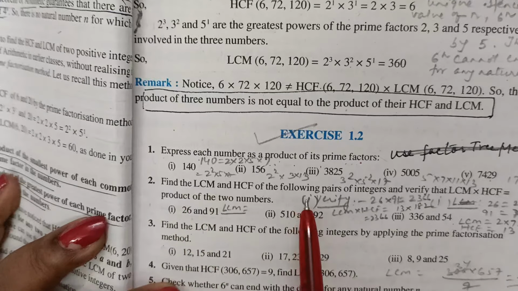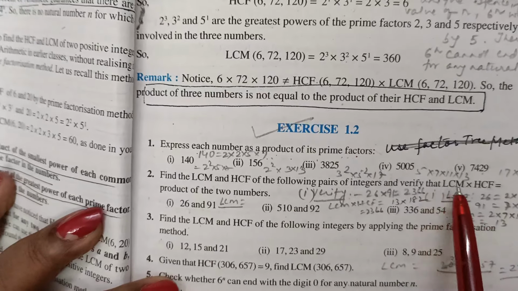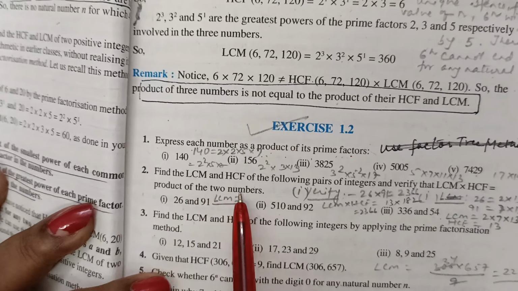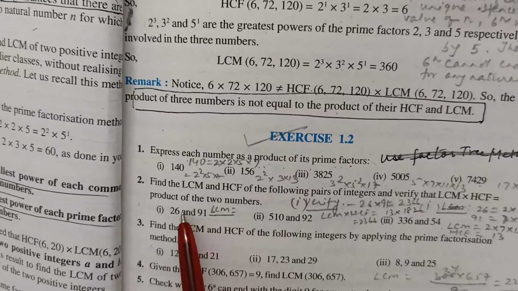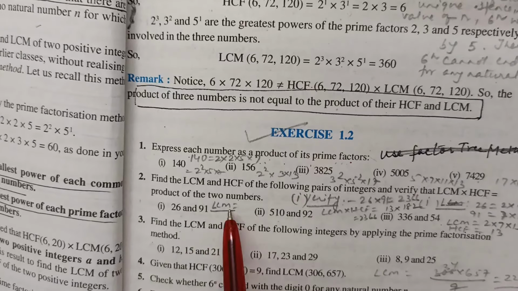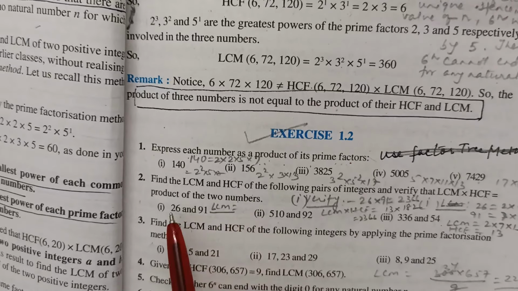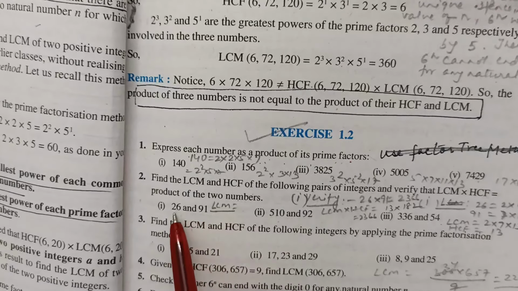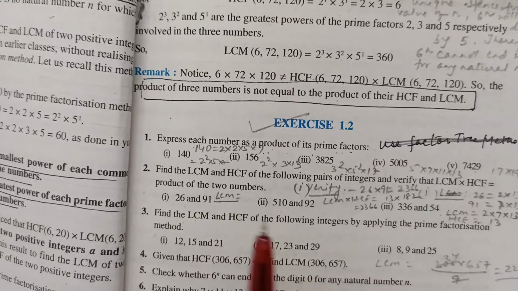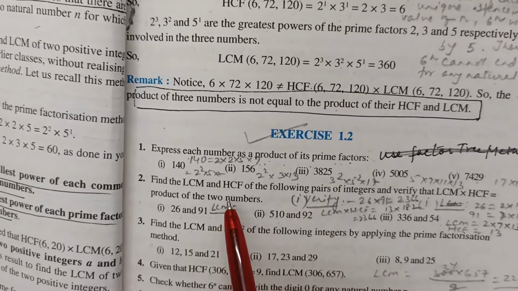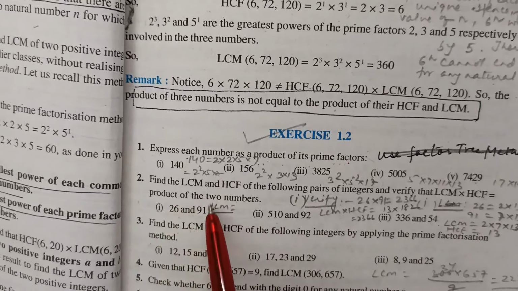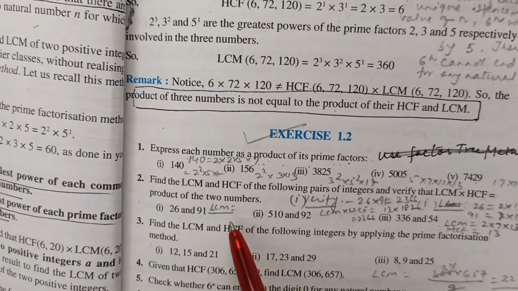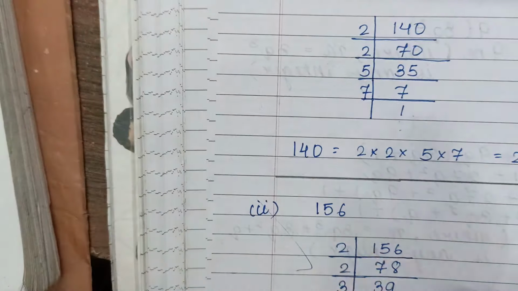Find the LCM and HCF of the following pairs of integers and verify that LCM into HCF is equal to the product of the two numbers. So two numbers are given, and you have to find their LCM and HCF by prime factorization. You all know how to find the LCM. Then you find the HCF, multiply that LCM and HCF, and check whether the product of the LCM and HCF is equal to the product of these two numbers or not. That is what you have to simply do. Let us do one question. I'm doing the first one for you. The next question you will do on your own.